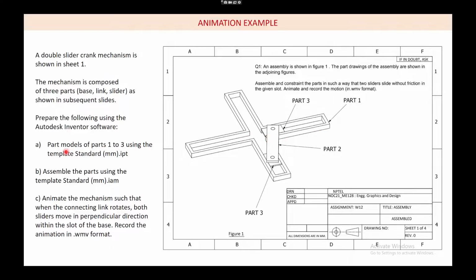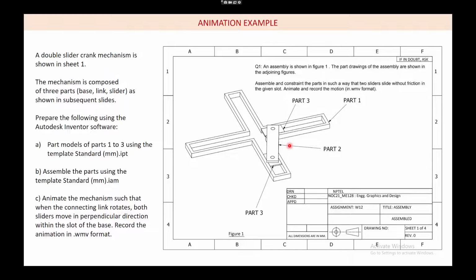What we have to do is create the 3 part models first. Part 1, part 2 and part 3 will be created first, and then we assemble these parts using the assembly module. Then we animate the mechanism such that when the connecting link rotates, both the sliders move in perpendicular directions within that slot. We will see how we do this today.